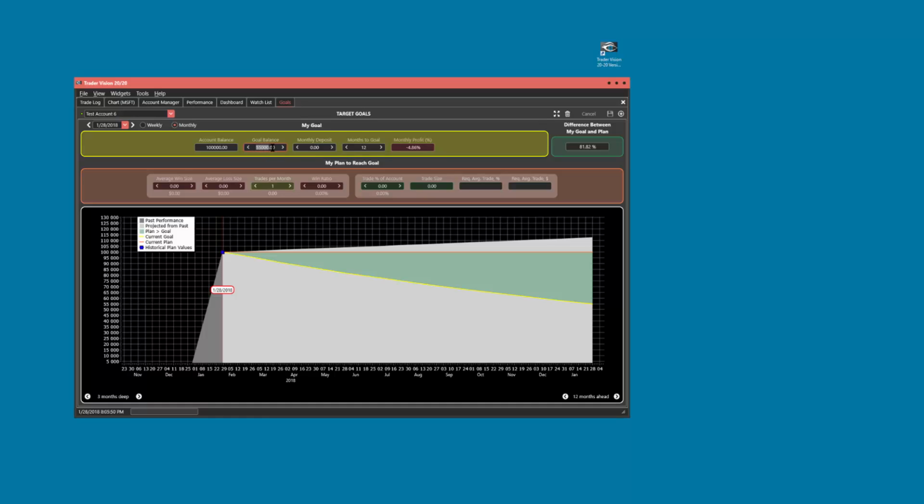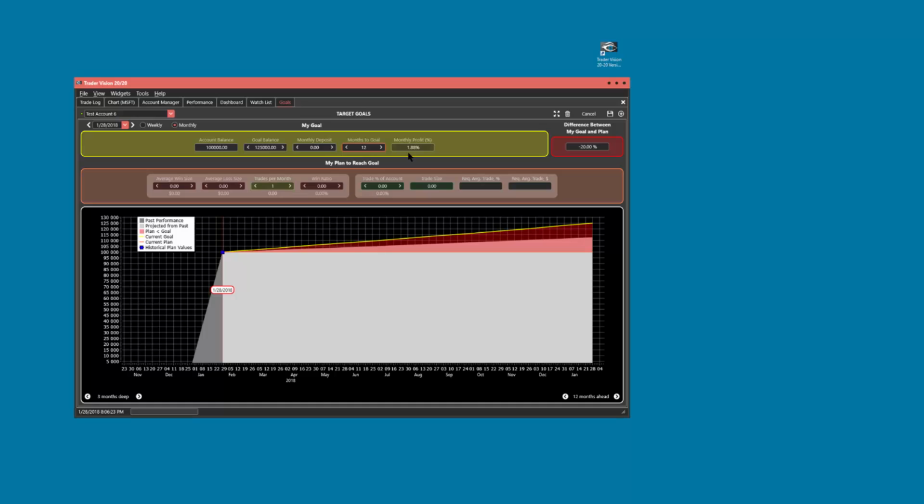So let's set a goal balance in the yellow area here for the end of some period of time. I'm going to say $125,000 because this account happens to start at $100,000. I'm not going to be doing any additional monthly deposits, and I'm going to give myself 12 months to reach this goal. Now, how did I come up with that 25% or $25,000 over the course of a year?